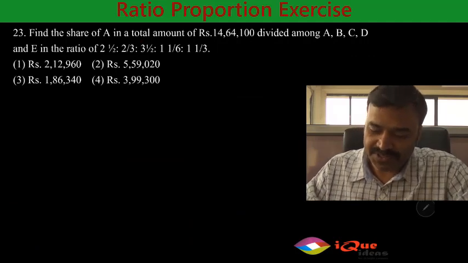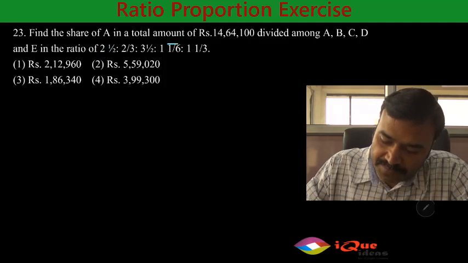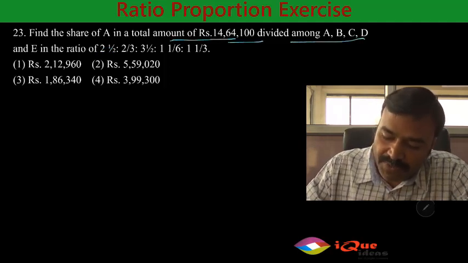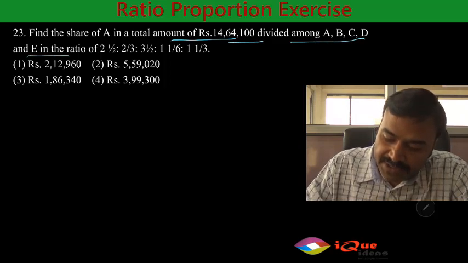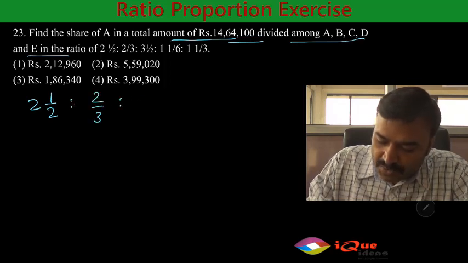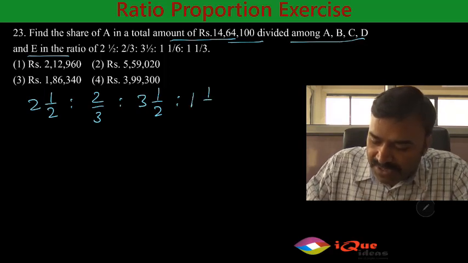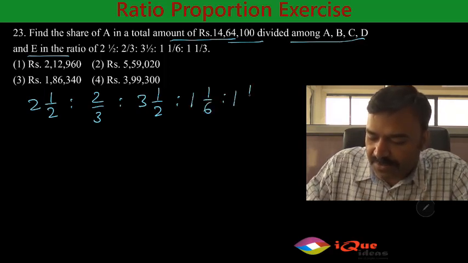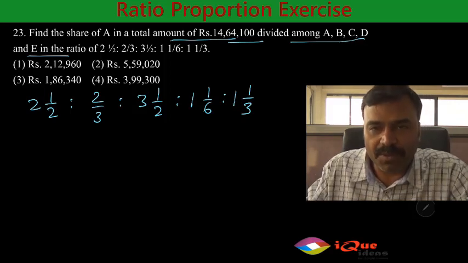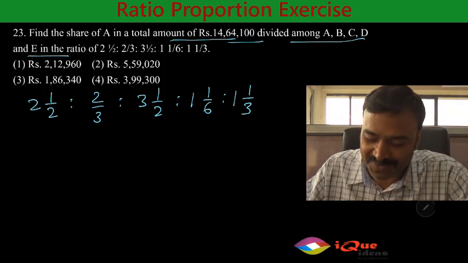Alright, the next question is an interesting one. It says, find the share of A in the total amount of 14,64,100 divided among A, B, C, D, E in the ratio 2.5 is to 2 by 3 is to 3.5. Oh, the next one is 1 by 6, right, and 1 by 3. There must be some problem of typing, but otherwise it is fine. This is the question. I'm telling you that this is the ratio, don't worry about it.